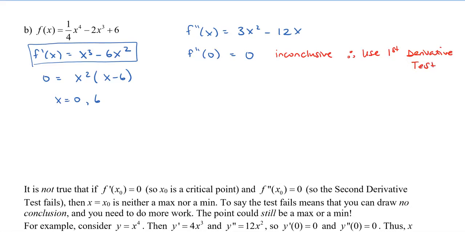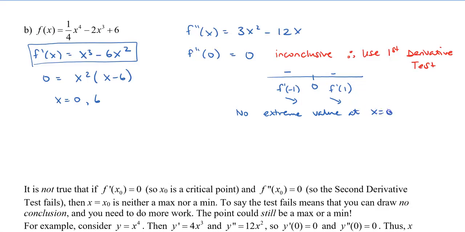Okay, so I'm going to come back to that one. Actually, you know what? Let's do this now since we're already here. Remember how this works. We plot 0, and we're going to test a number on either side of 0. So let's say we have an f prime of negative 1 and f prime of 1. So when I put in negative 1 into here, I get negative, which means it's going down. And I plug in 1, it's also negative, and it's going down. So that means there's actually no extreme value at 0 because it's going down and then down again. So no extreme value at x equals 0.